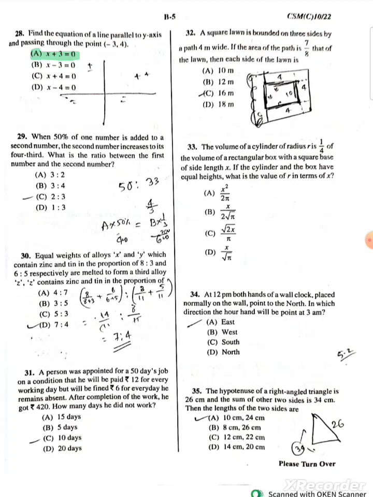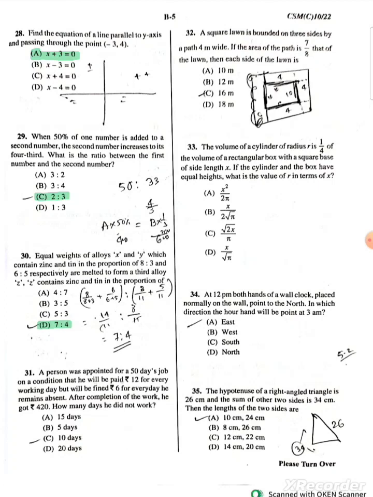It is 2:3. Equal weights of alloys X and Y, which contain zinc and tin in the proportion of 8:3 and 6:5 respectively, are melted to form a third alloy Z. Z contains zinc and tin in the proportion of D, 7:4.